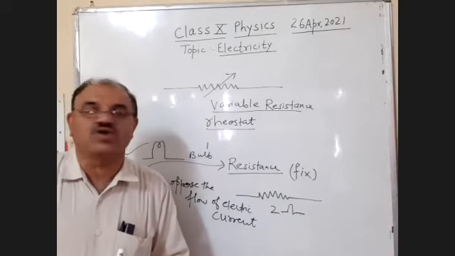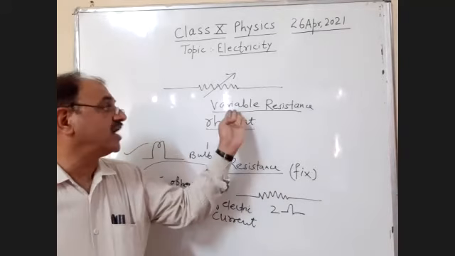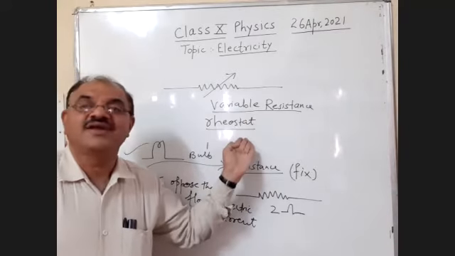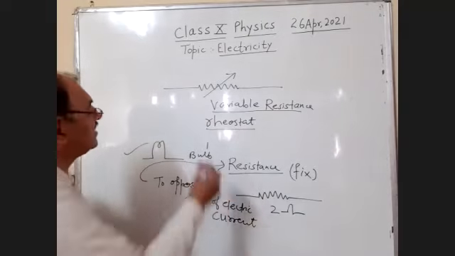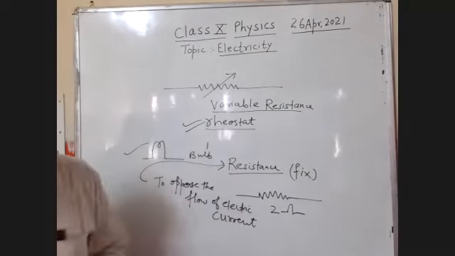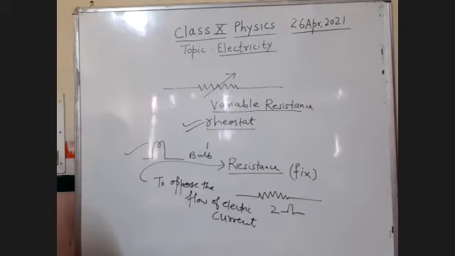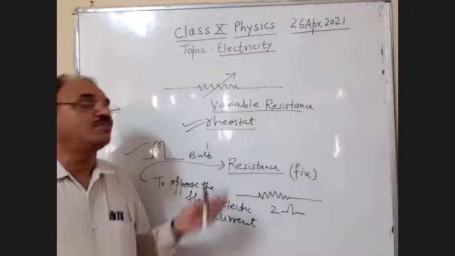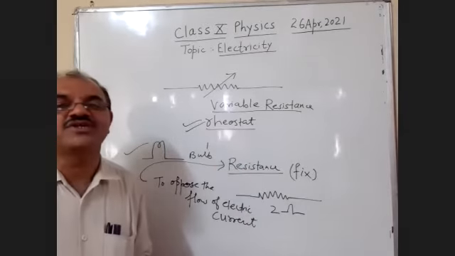Because this value is not fixed, that's why I have written it as a variable resistance. Another name, the technical name, is rheostat. Now, students, there are 2 more symbols I am going to explain.